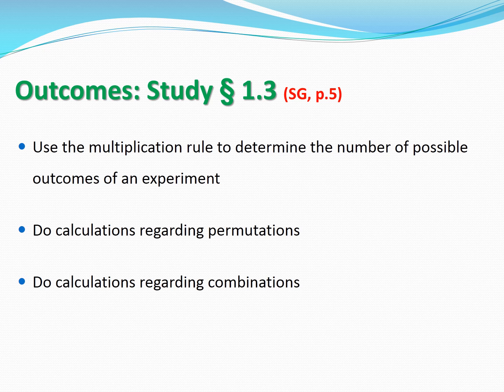If you look at the outcomes in the study guide, you should be able to first of all apply the multiplication rule, and we use the multiplication rule to determine the number of possible outcomes in an experiment without actually listing the different outcomes, like we did with a tree diagram in the previous section. Then, secondly, you should be able to do calculations regarding permutations, and then lastly, do calculations regarding combinations. It's important that you are able to distinguish between permutations and combinations.